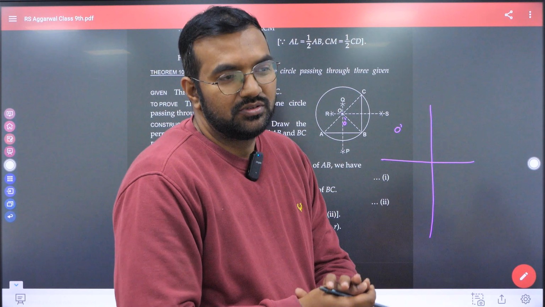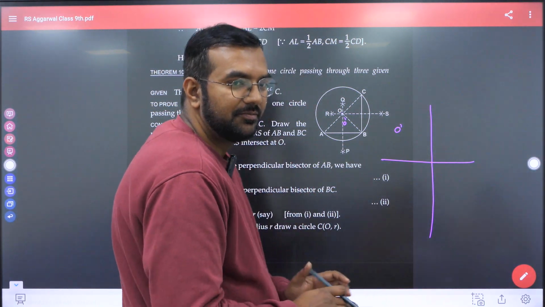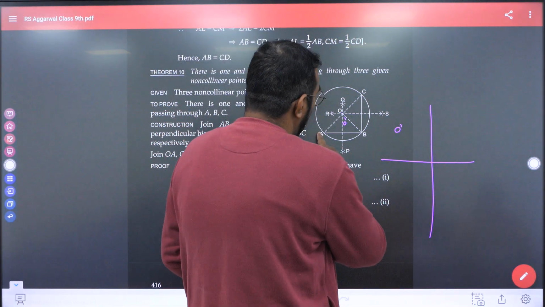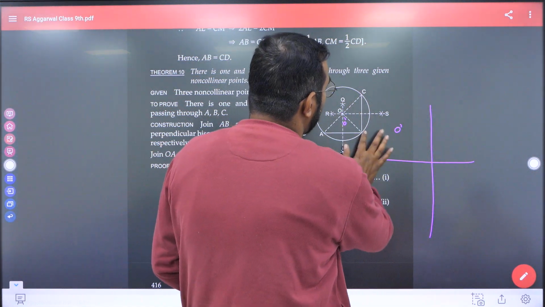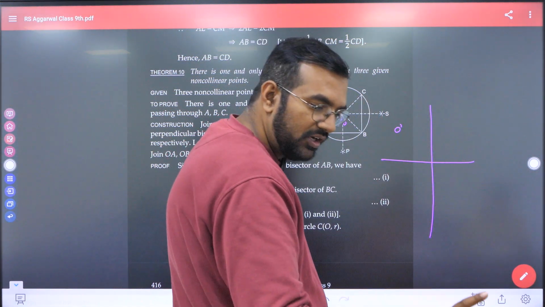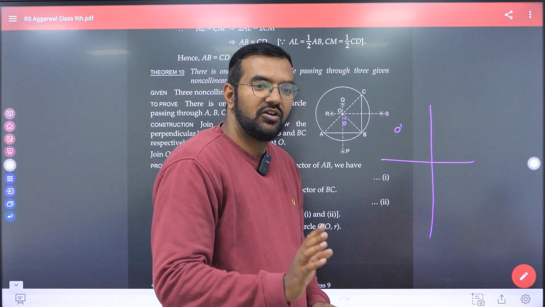So what is the conclusion? The conclusion is we have only one point which is equidistant from the 3 non-collinear points. So only one circle can pass through 3 non-collinear points.